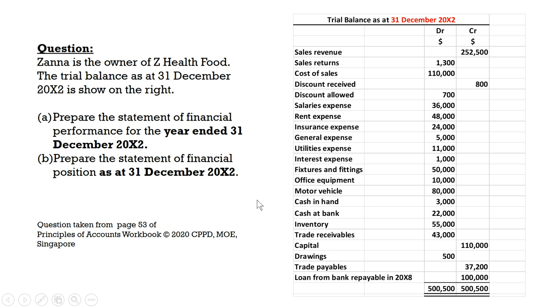Now let's look at the right. This is a typical trial balance on the last day of the financial year, which is at 31st December 20x2. We see the debit items and the credit items all listed, and the trial balance shows us that it balances. So it's good to go. So let's begin.